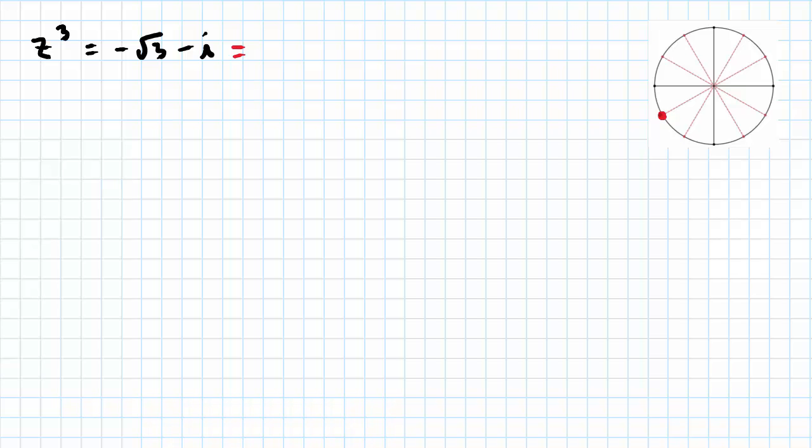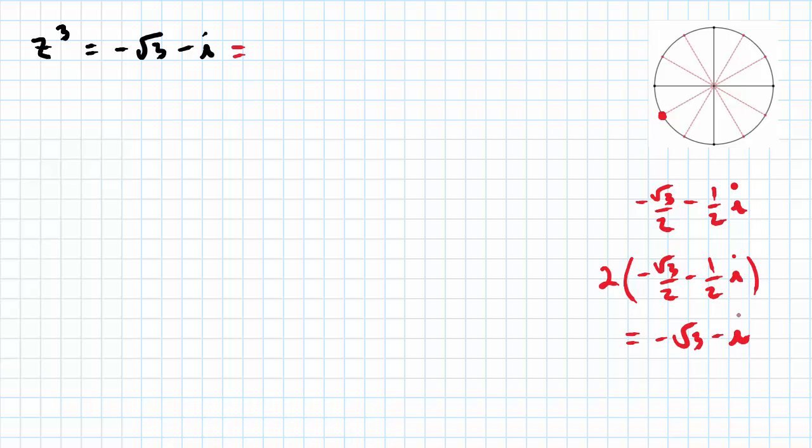If I take a look at the 12-sector unit circle in the complex plane, that red dot is the complex number negative root 3 over 2 minus 1/2 i. And if I think about that number being multiplied by 2, that is going to give us the complex number on the right side of our equation, isn't it? Yes, it is.